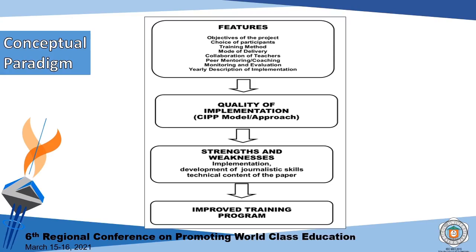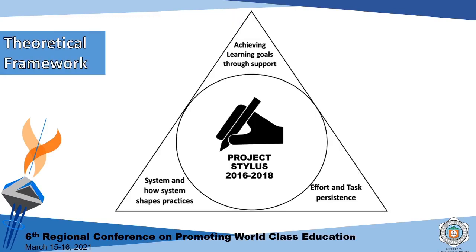training program. For the features, these include objectives of the study, the choice of participants, training method, mode of delivery, collaboration of teachers, peer mentoring or coaching, the monitoring and evaluation, and the yearly description of implementation. The quality will be analyzed against the CIPP model to determine the development of journalistic skills and the content of the papers along the strengths and weaknesses of the implementation.